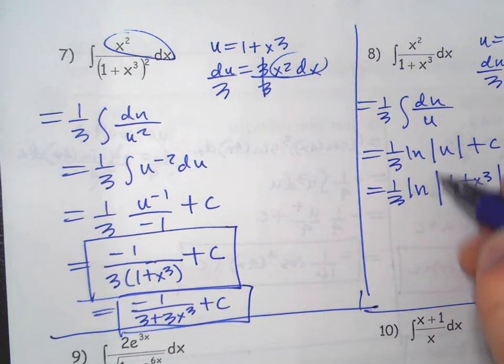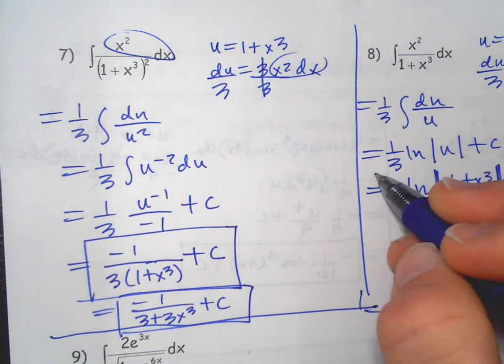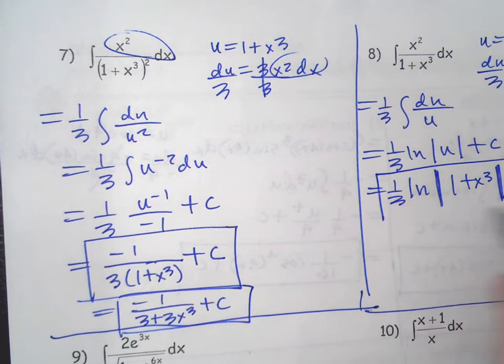Can we get rid of the absolute values? Is this always going to be positive? Nope. It's going to be positive sometimes, negative sometimes. Final answer has absolute values.